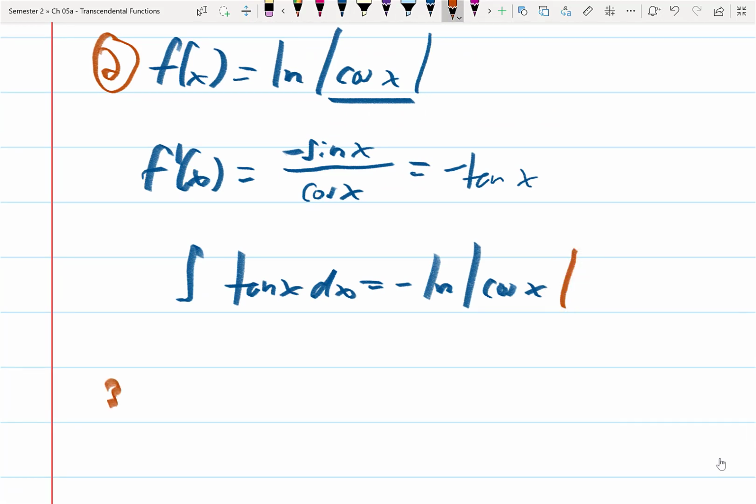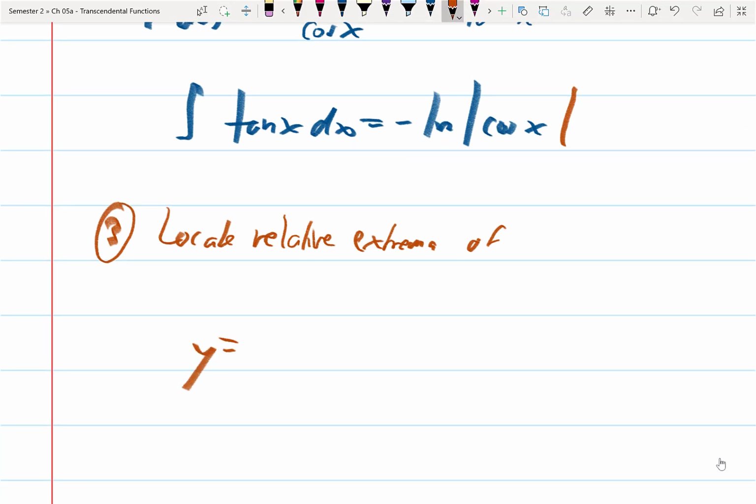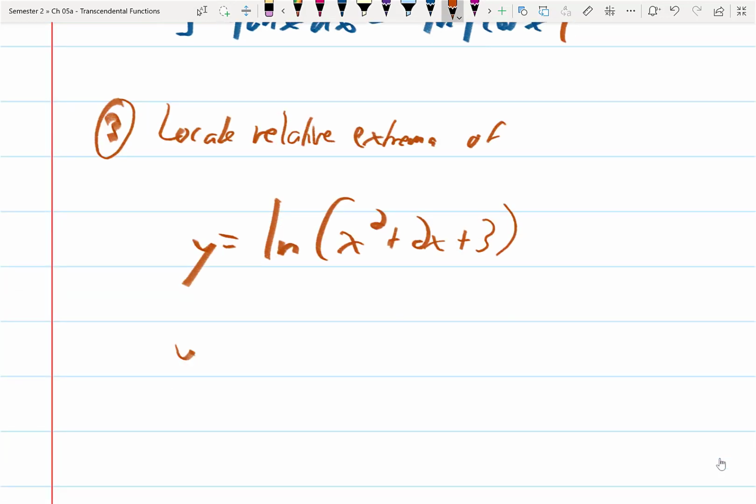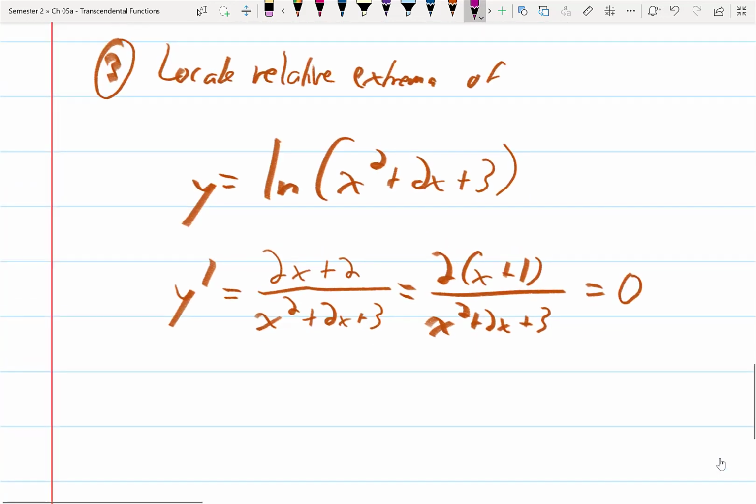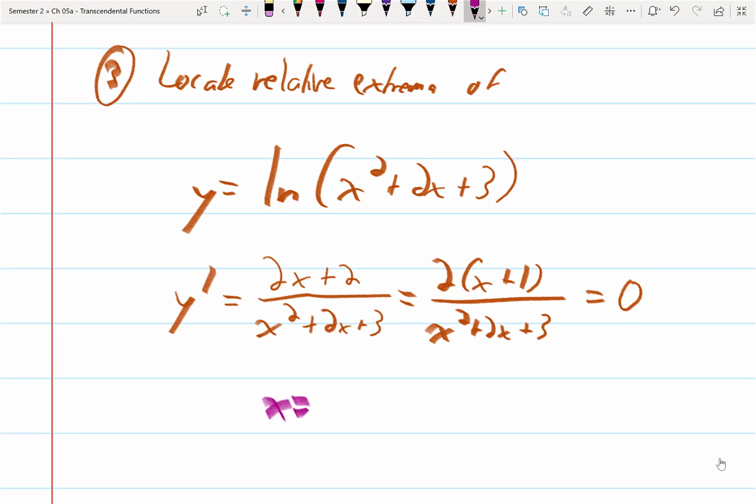Okay, number 3, I'm going to ask you to locate relative extrema of y is equal to the natural log of x squared plus 2x plus 3. So extrema are where y prime is equal to 0. Well, y prime is the derivative of the inner, which is 2x plus 2, and then the derivative of the outer is 1 over, so that puts the x squared plus 2x plus 3 in the denominator. And if I factor it, I get 2 times x plus 1 over x squared plus 2x plus 3. And I want to set that equal to 0, and that occurs when x is equal to negative 1.